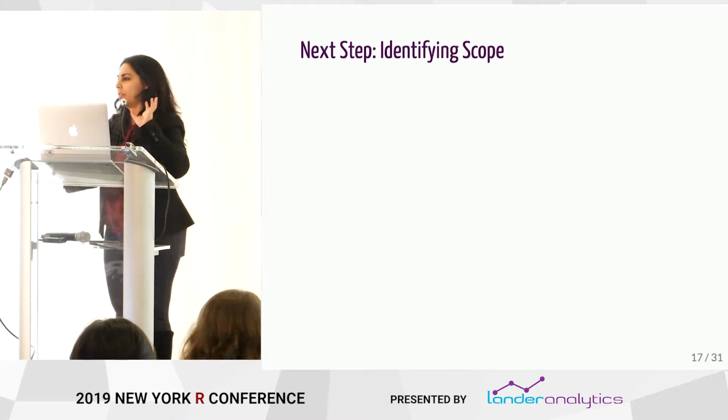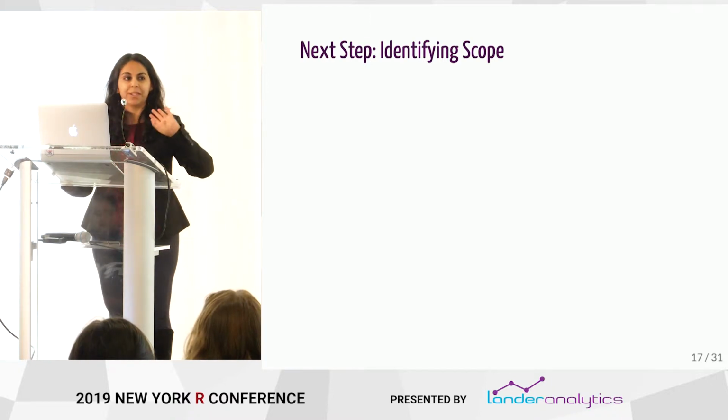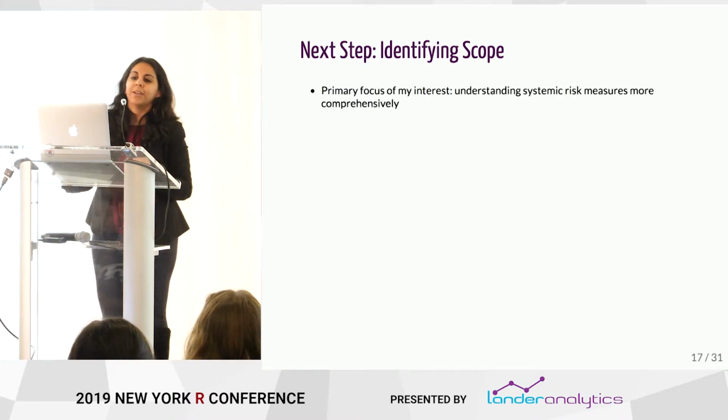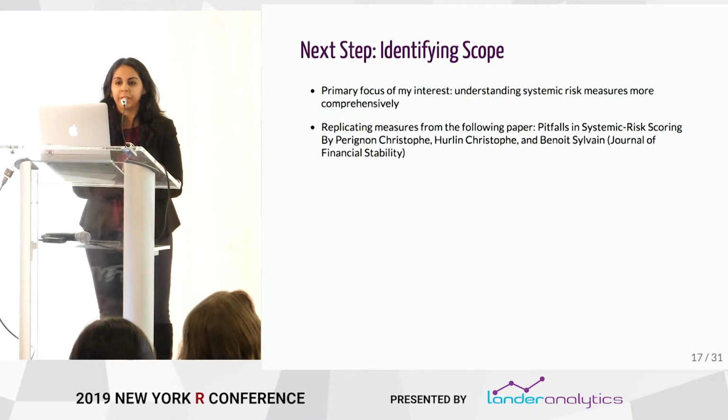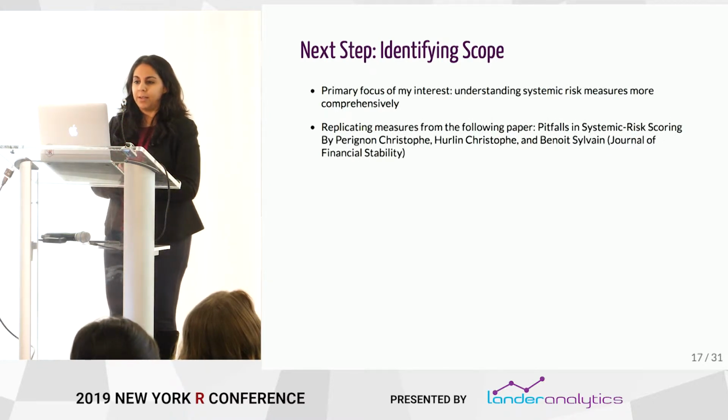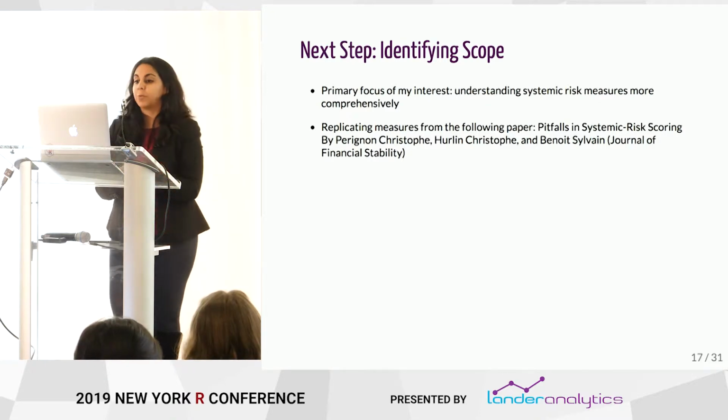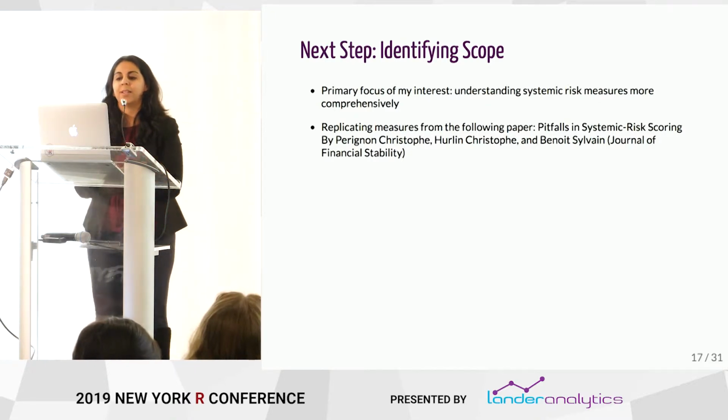Okay, so the next step is to identify the scope of what I was trying to do. Just to remind you, I was trying to do some replication of academic papers. My topic was systemic risk, right? I was trying to understand the systemic risk measures more clearly. One of the things I found that I thought was interesting was this paper that came out about pitfalls in systemic risk scoring.